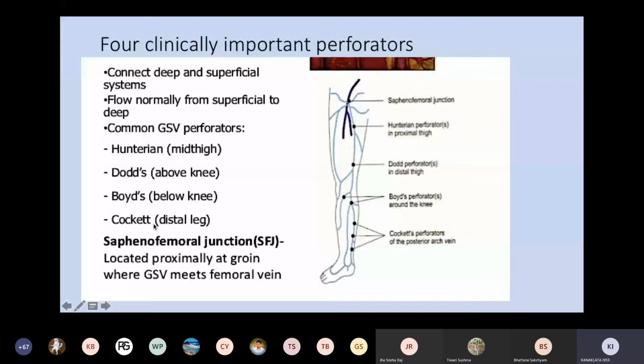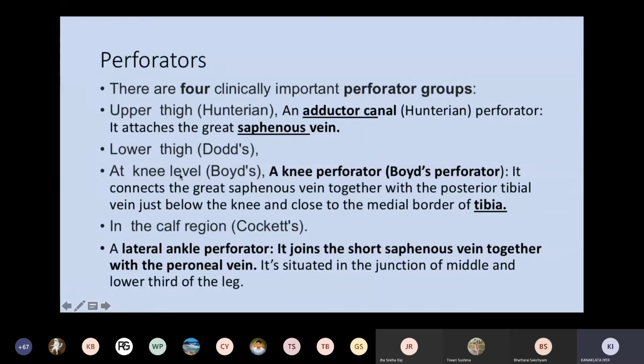So they are joining the posterior tibial veins. Here once again the same thing is there, so I'm not going to read. The diagram also is the same. Now below the knee, this one is Boyd's perforator. Once again the same thing.